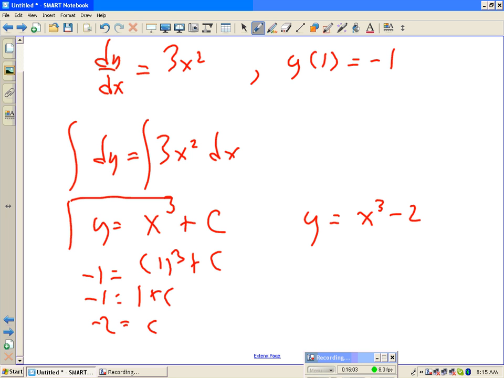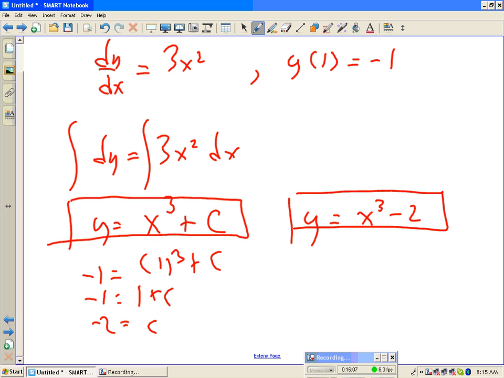This is the general solution to your differential equation or initial value problem. This is the particular solution. Why? Because this is a cubic that can have any y-intercept you feel like. But there's only one cubic that goes through this point. It's this one with this y-intercept. So you have to resolve the plus c. You have to resolve the constant. And that's what the initial value is for.